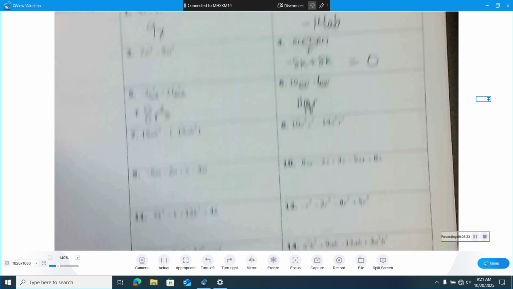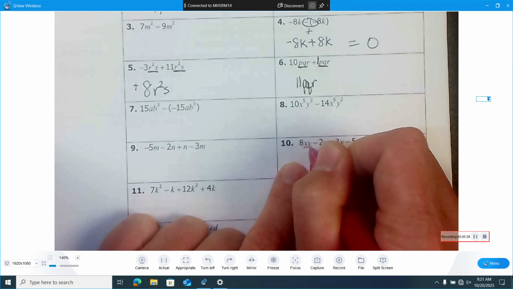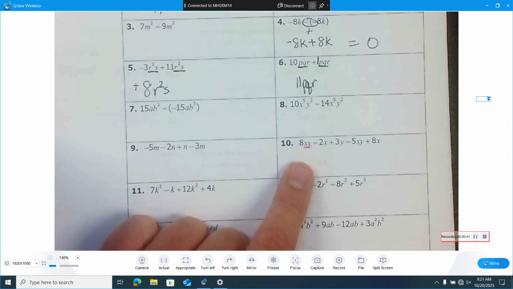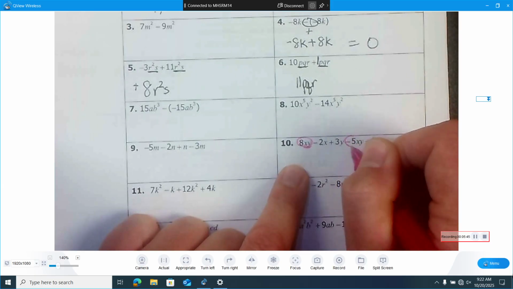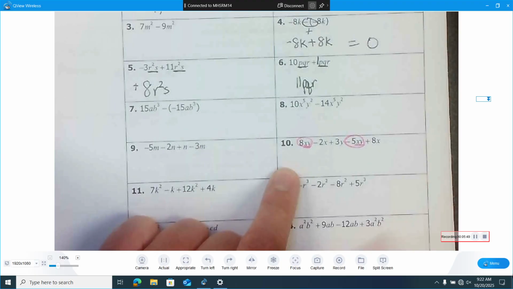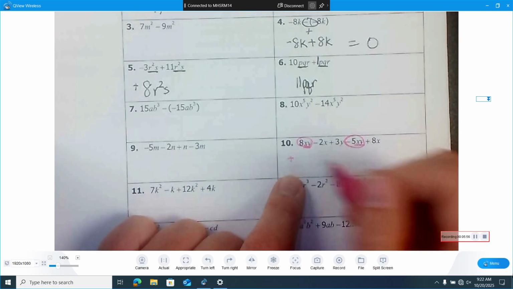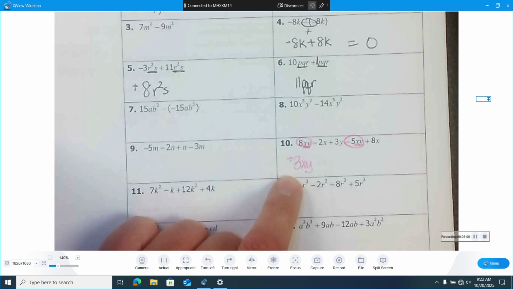All right, let's get down to number 10. Now we have to figure out which ones are like terms. I have an 8xy. What's its like term? A negative 5xy. Very good. 8xy's and a negative 5xy. Who's going to win? Positives win by how many? 3. So positive 3xy. Very good.